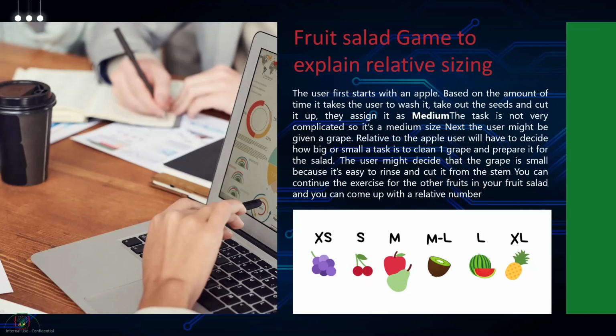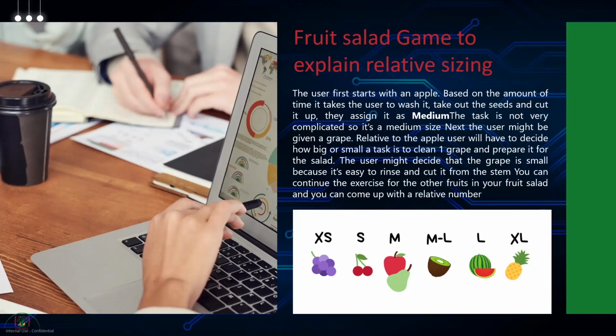Relative to the apple, preparing the grape for the fruit salad is a small task. You have to clean it. There's no seeds you need to take out. You just have to rinse it. You just have to cut it from the stem. So you might call it small. So relative to the apple, which is a medium task, you say grape is a small task.